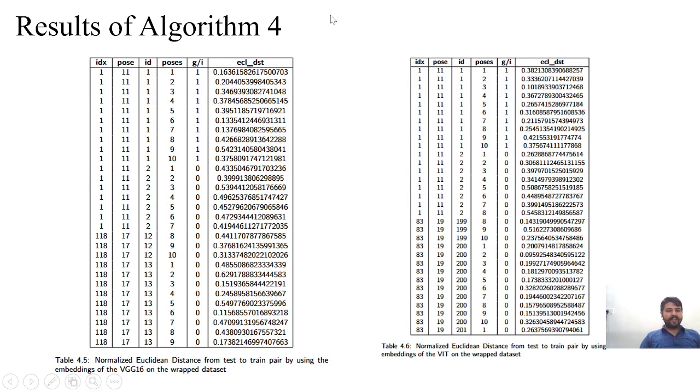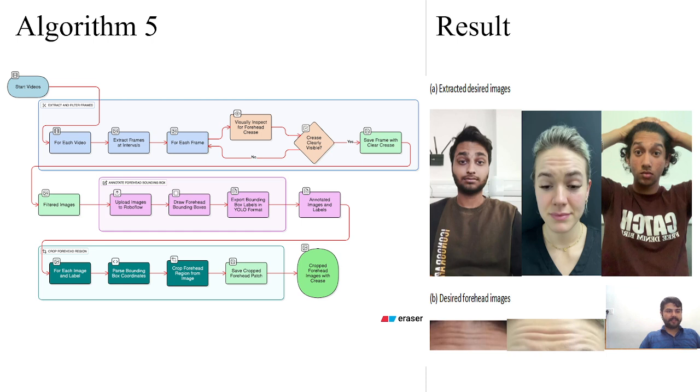This is the normalized Euclidean distance computed by the VGG16 trained on the REP data set generated by the permutation minus 8 to plus 8, and this is the normalized Euclidean distance from test to train pair using the embedding of the ViT.